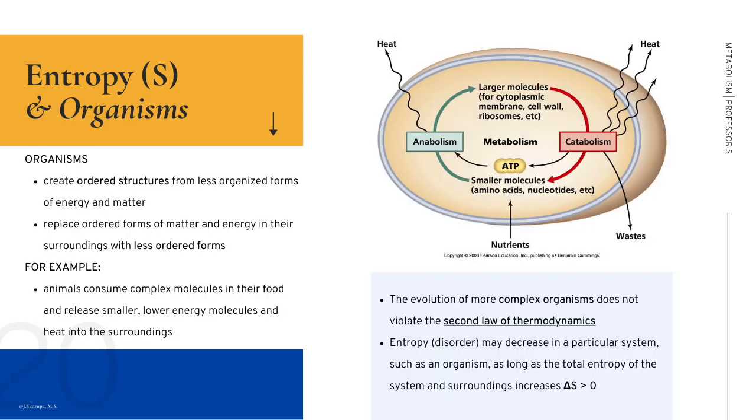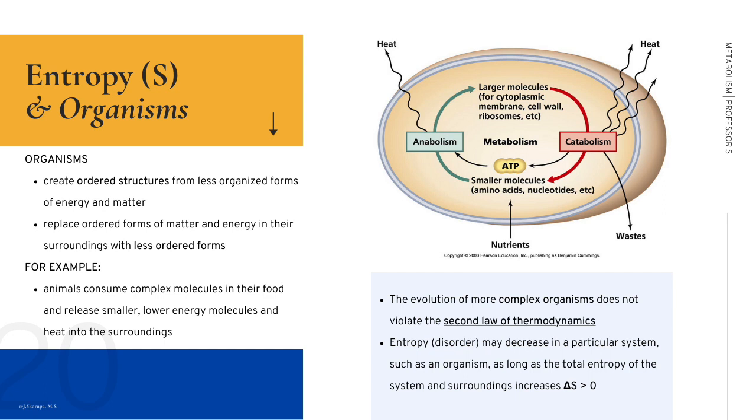Organisms affect entropy by creating ordered structures from less organized forms of energy and matter, and we call this anabolism. They also replace ordered forms of matter and energy in their surroundings with less ordered forms, and we call this catabolism. In this example, animals consume complex molecules in their food, and they're releasing smaller, lower energy molecules and a lot of heat into the surroundings.